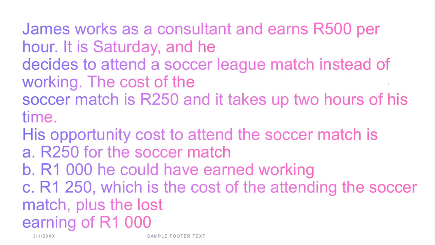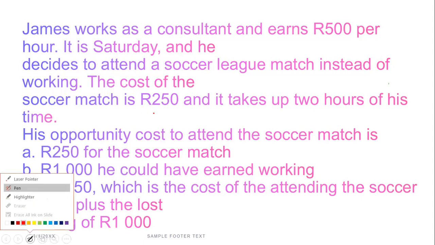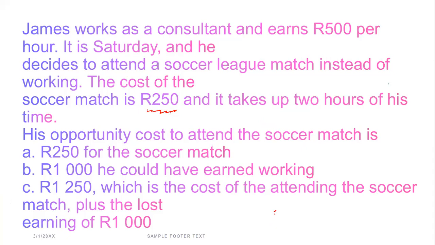Right. And I appreciate the fact that almost everyone, when given this example, came to see. So remember now, according to the definition of opportunity cost, the value to the decision maker of the next best alternative that could have been chosen but was not chosen. In this instance, if Thabo goes to attend the soccer match, we are given the clues. Thabo is attending the soccer match for 250 rand, so he will part ways with 250 rand. It takes 2 hours of his time.